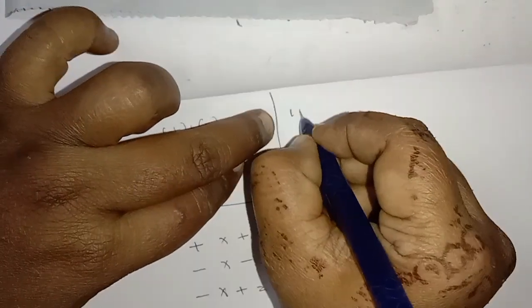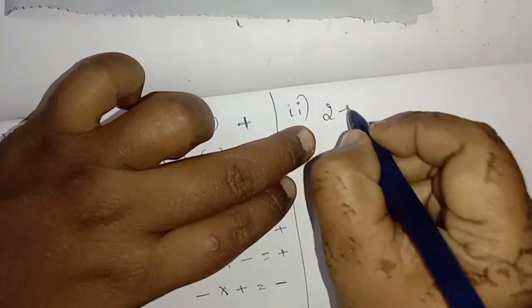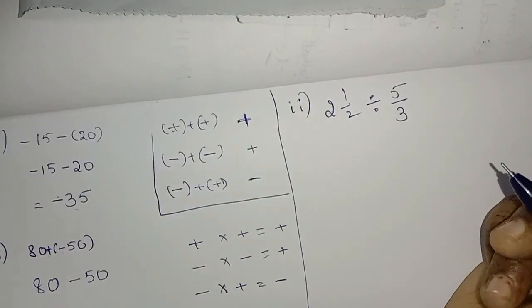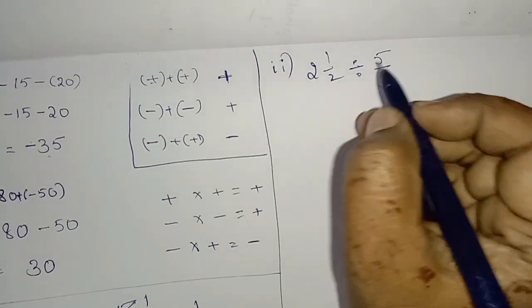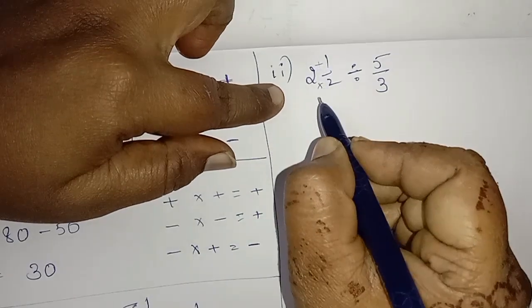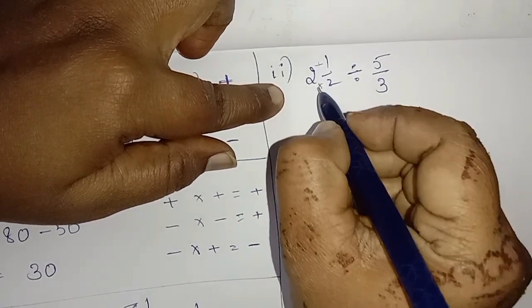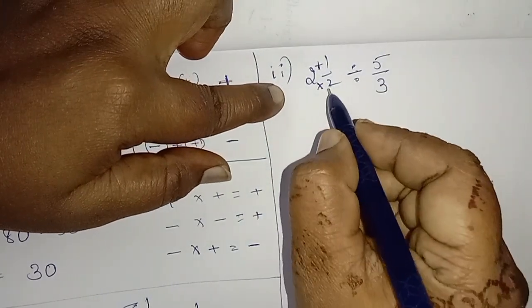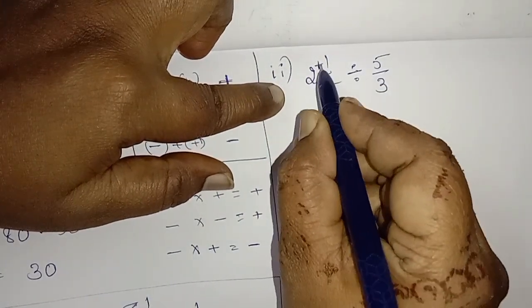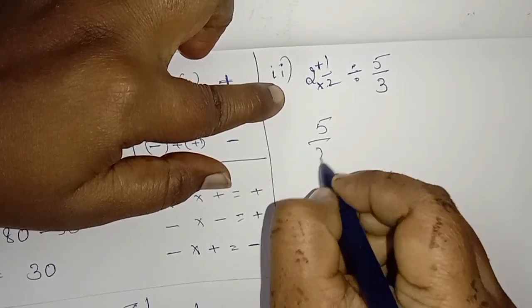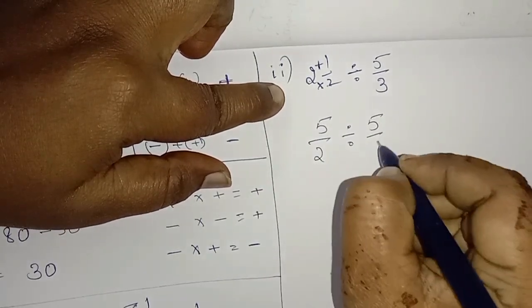Next one, division of fractions: 2 of 1 by 2 divided by 5 by 3. Here it is a mixed fraction, so convert it into an improper fraction. 2 twos are 4. If you keep the multiplication symbol here, I am placing a plus symbol, which means multiply these two numbers and add the numerator. 2 twos are 4, 4 plus 1 is 5. So 5 by 2 divided by 5 by 3.